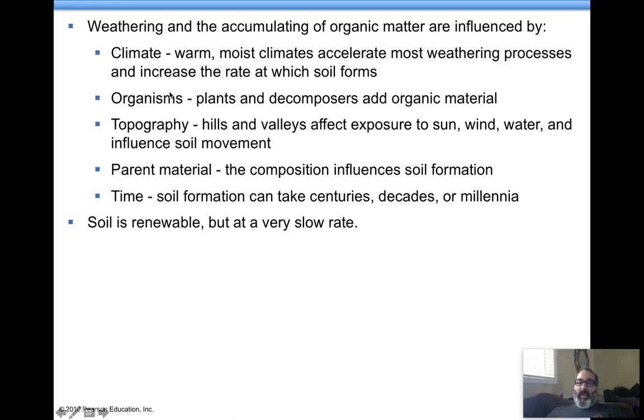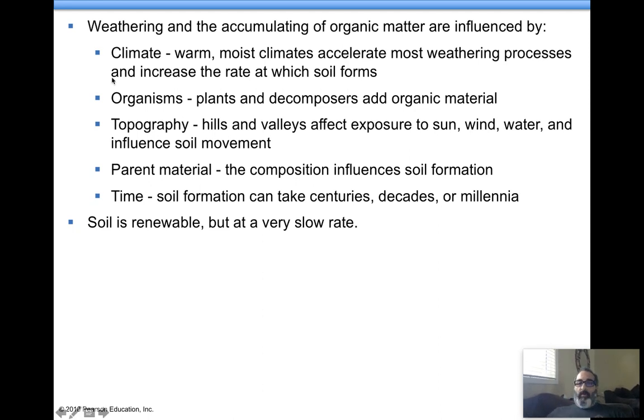The organisms present in the soil help produce the soil. So having the right plants, decomposers, fungi, bacteria, they start breaking down the organic matter. You need the right things present for it to be healthy. Another important factor you really need to know, and this was on an AP test question, is climate change and how it could impact soil formation.